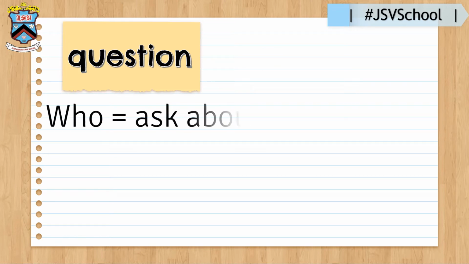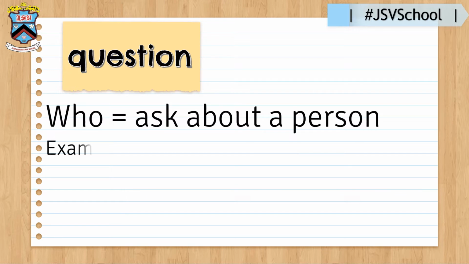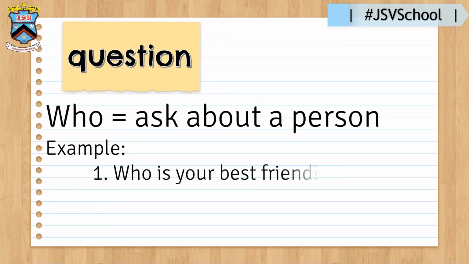the question word is who. Now the question word who, it asks about a person or people, okay? Person or people. It can be anything about a person. For example, here we have number 1 example. Who is your best friend?